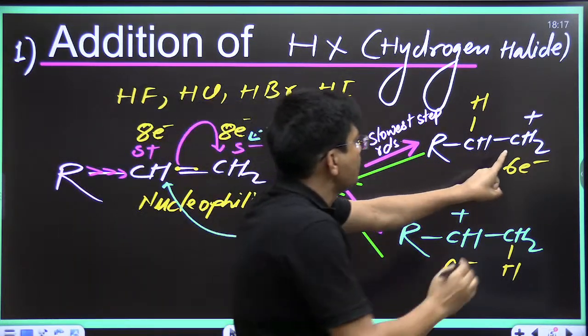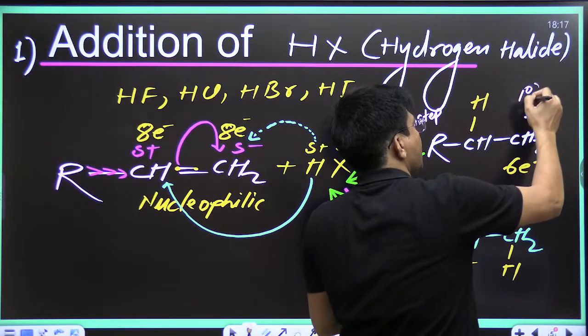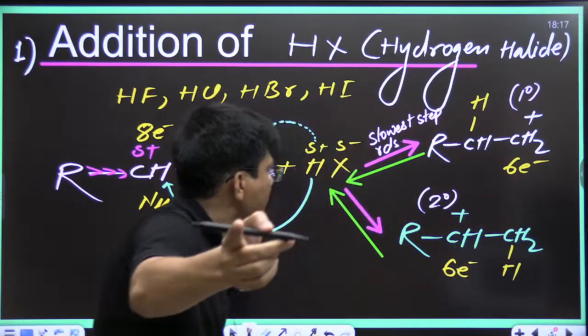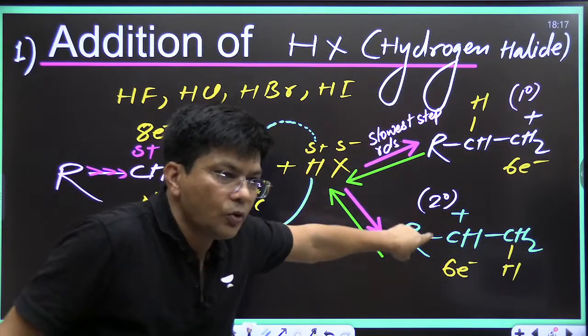Now, this carbocation is 1 degree and this carbocation is 2 degree. Just let me know which carbocation is more stable, the upper one or the lower one.